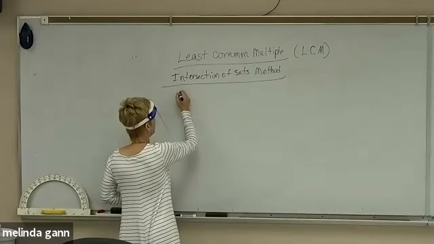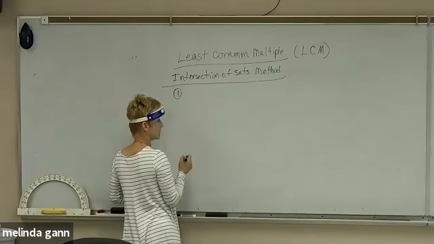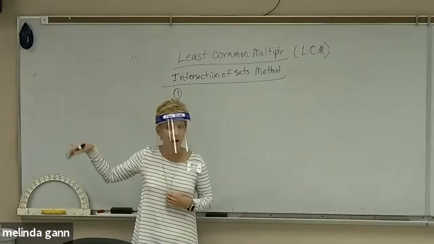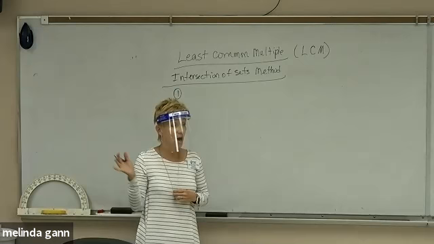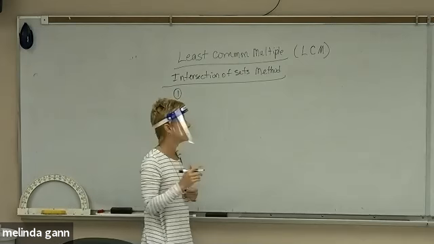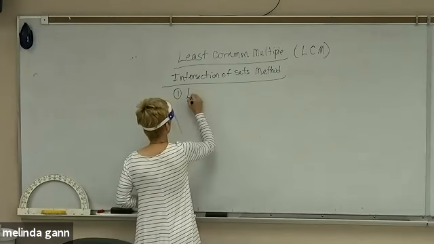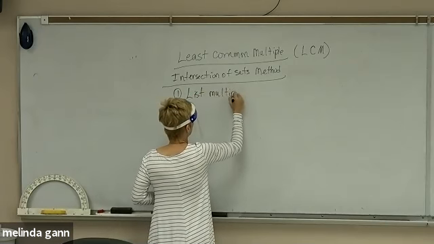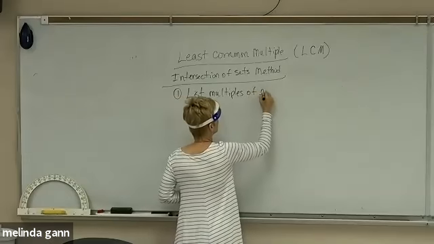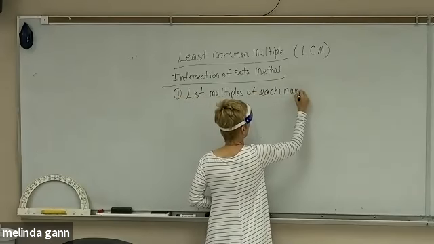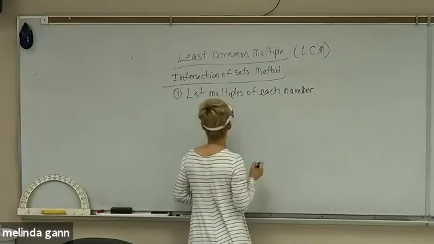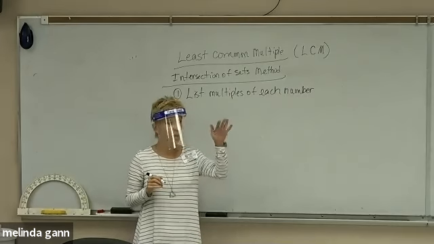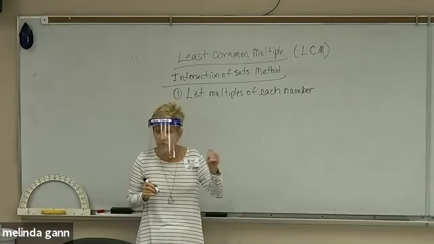Okay. So step one is going to be a little different. Can you list out all the multiples? You have to list all the factors, but can you list all the multiples? No. So here's what I'm just going to say: list multiples of each number. Now, did I tell you how many to do? No. So I list some of the first one and some of the second one.